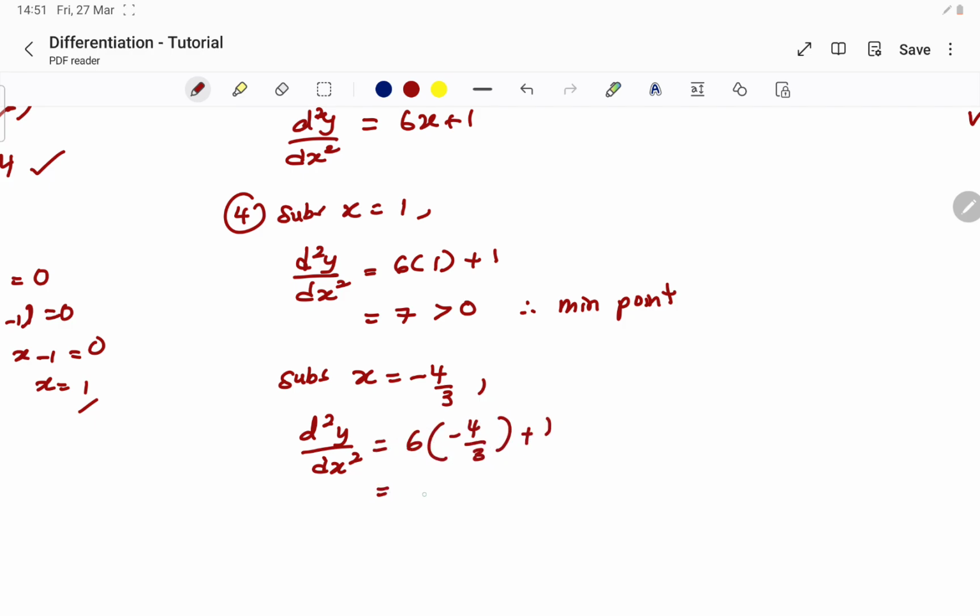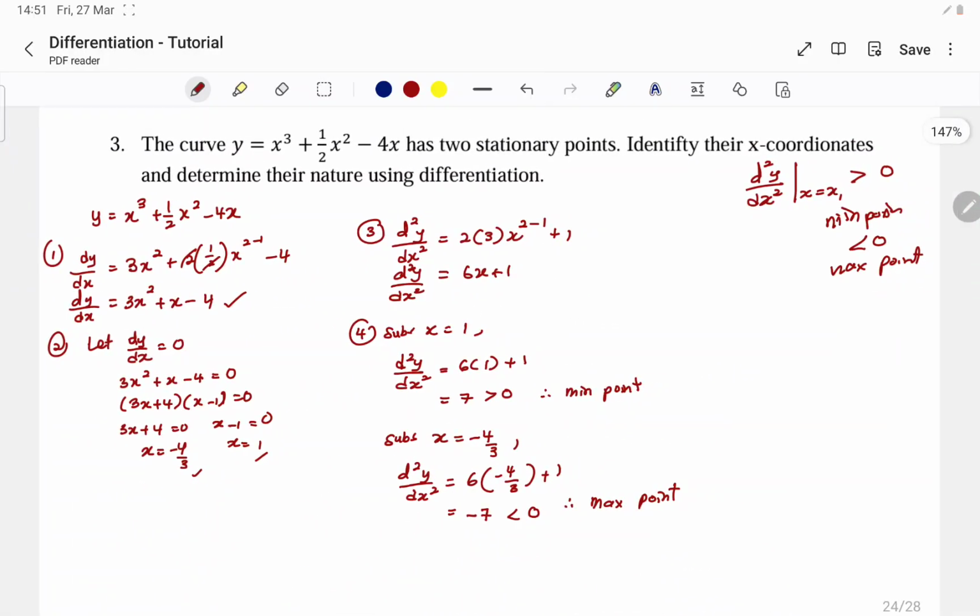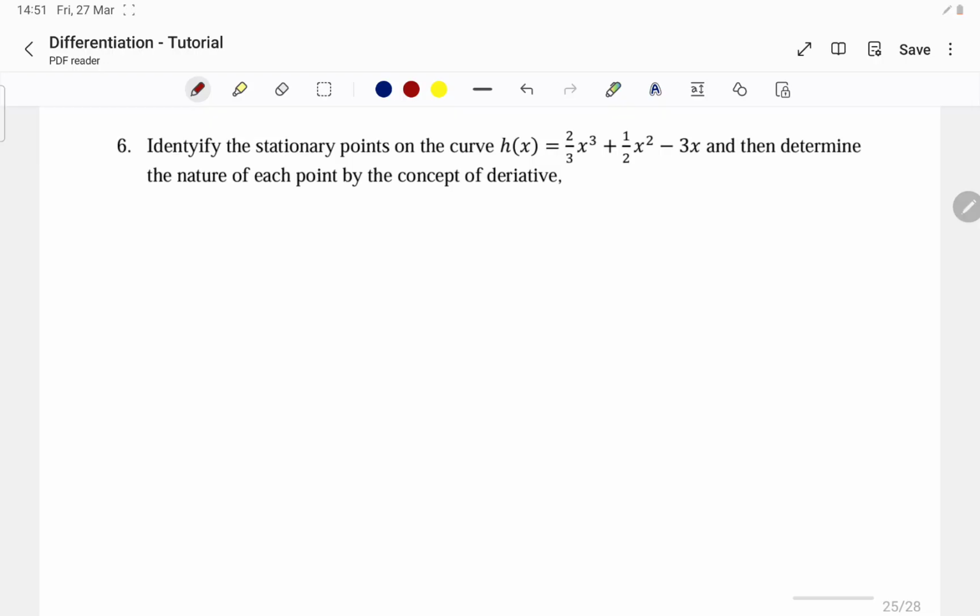Substitute this, you're going to get equal to -7. Then this is actually less than 0, right? So it is a maximum point. So that's it for this question. Okay, so we proceed to question 6. For questions 4 and 5, you can do on your own.